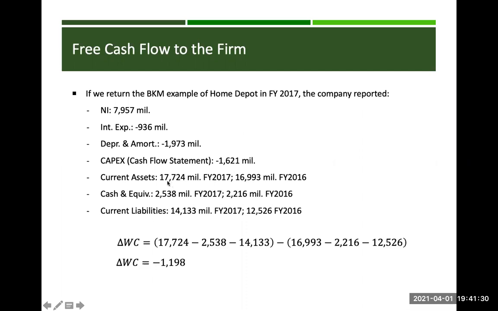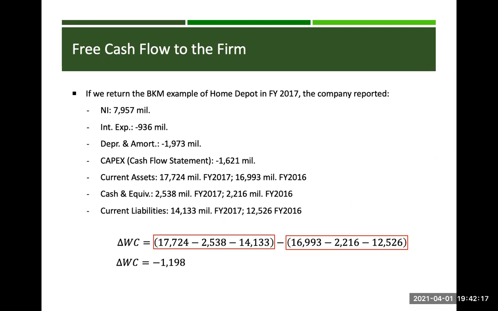Okay, so let's start with working capital. Change in non-cash working capital, we take 17,724, subtract out the cash, subtract the current liabilities. That's this first term. Working capital for the year ended January 2017. Then we do the same thing for 2016. $16,993 minus the cash, which is $2.2 billion, minus the current liabilities, which is $12.5 billion. That's the second term. And we get change in working capital of negative $1.2 billion.